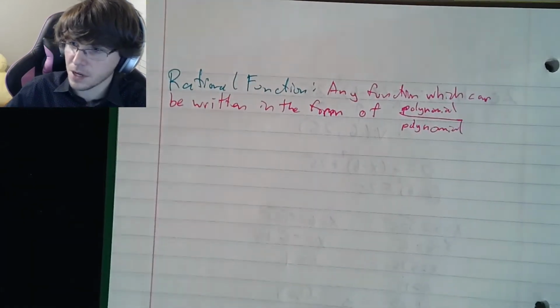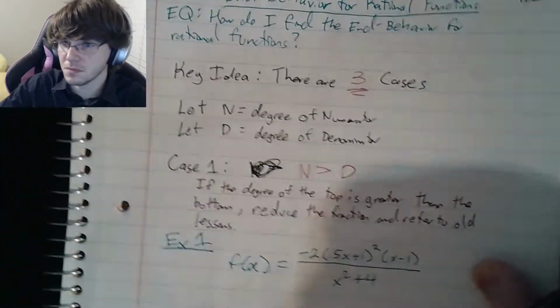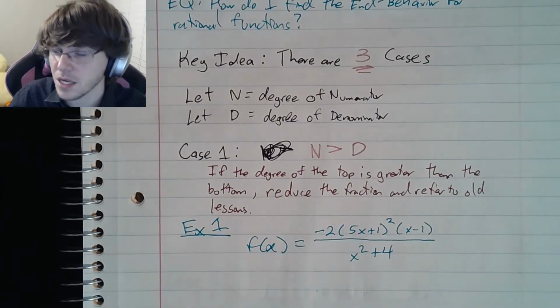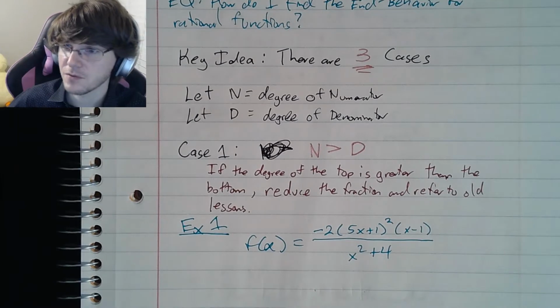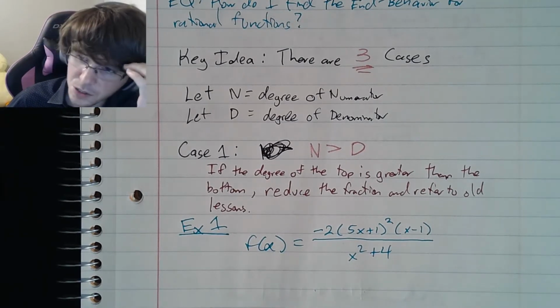All right, I'll turn it back over now. Again, pause if you haven't finished it. We're going to start with a key idea. So for the key idea, there are 3 cases. We're going to go through the 3 cases on 3 separate pages.